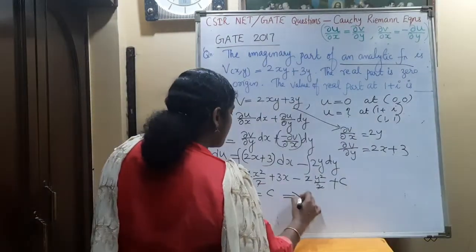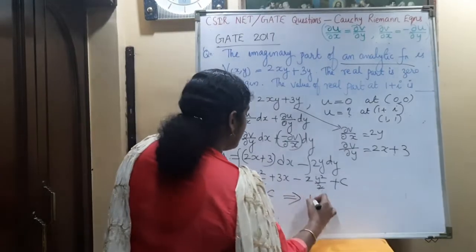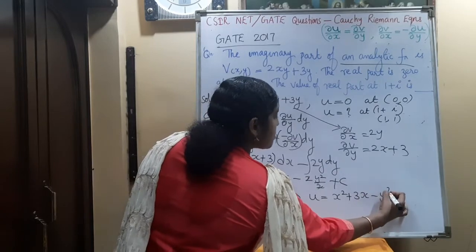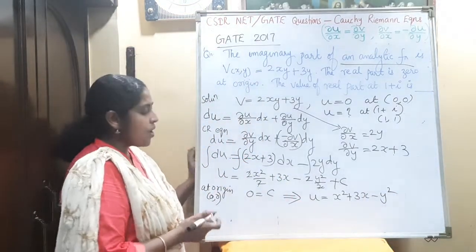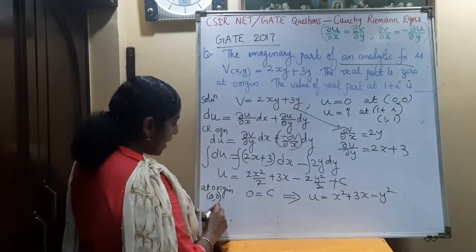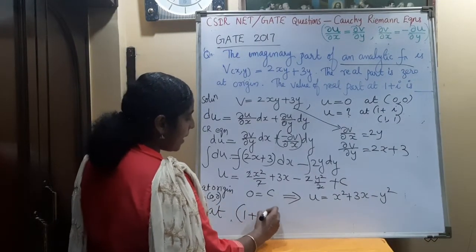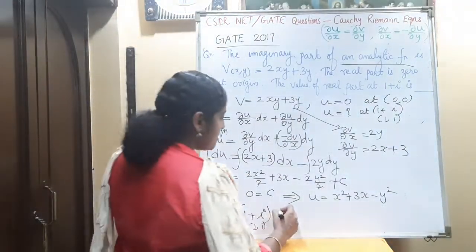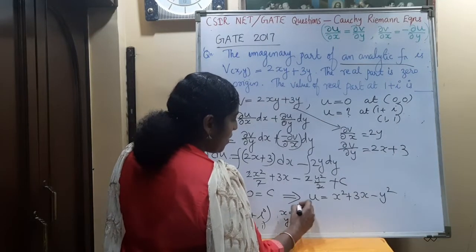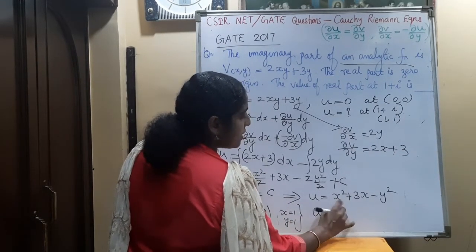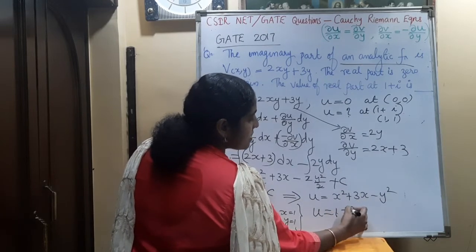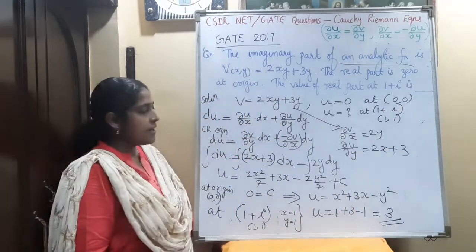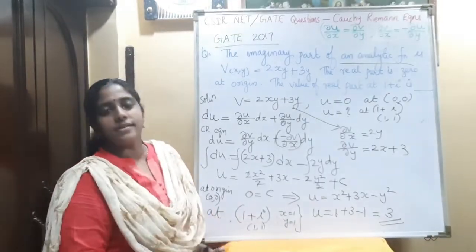So with c equal to 0, the function is u equal to x square plus 3x minus y square. Now we have to find the real part at 1 plus i, that is x equal to 1 and y equal to 1. So x square is 1, 3 into 1 is 3, minus y square, which is 1. That is 1 plus 3 minus 1, which equals 3. So at 1 plus i, the real part is equal to 3.